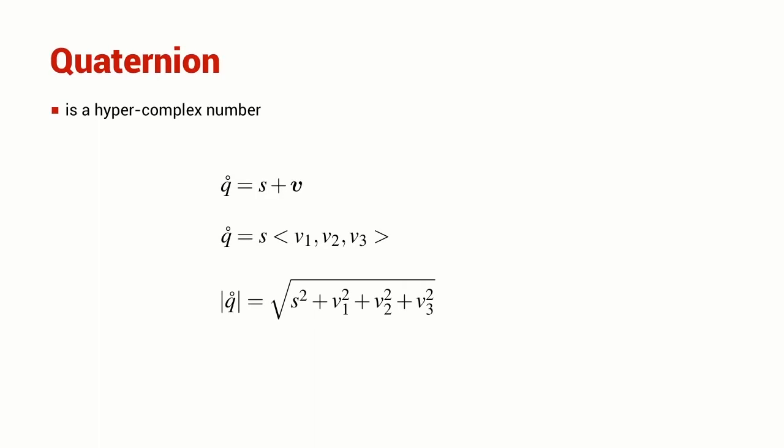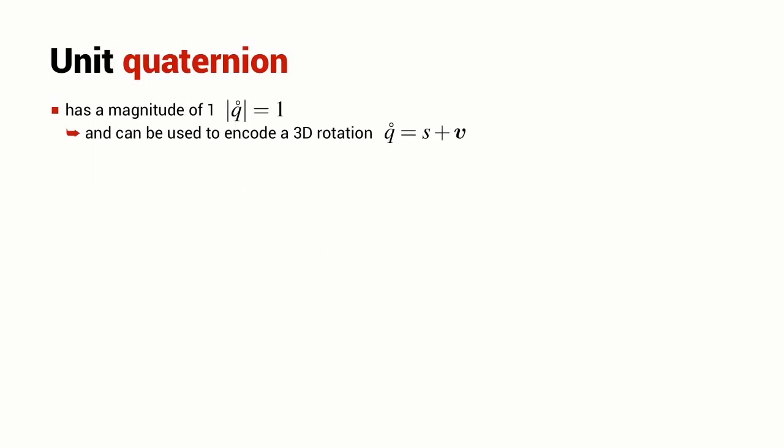Just as we can determine the magnitude or length of a vector, we can determine the magnitude or length of a quaternion, and it's the square root of the sum of the squares of the four numeric elements of the quaternion, its real part and the three imaginary parts. Now we get to what's called a unit quaternion, and this is a quaternion whose magnitude is equal to 1. Unit quaternions are particularly useful because we can use them to encode rotation in three-dimensional space.